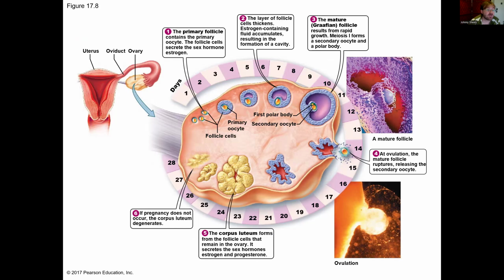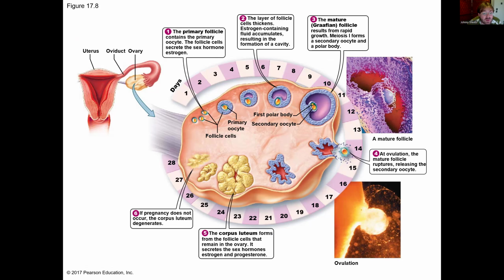So here's that entire cycle. Here we start with the primary follicles that are going to contain the primary oocyte. The follicle cells are going to be secreting estrogen. After that, we're going to have the formation, development. Then the layers of follicular cells are going to thicken. Estrogen-containing fluids are going to accumulate, resulting in the formation of a hollow cavity on the inside.